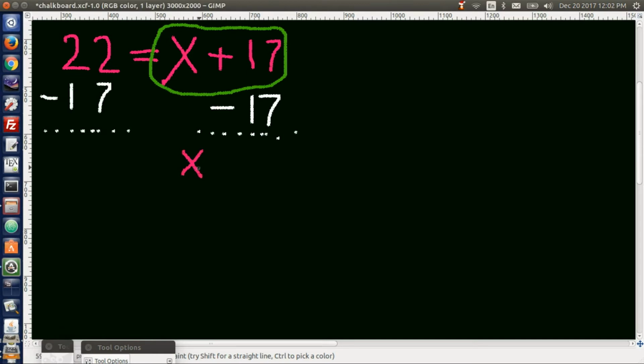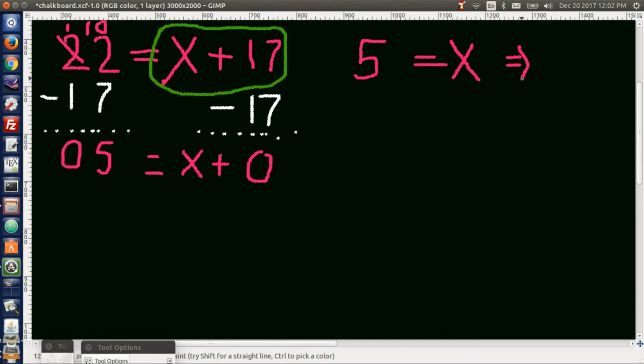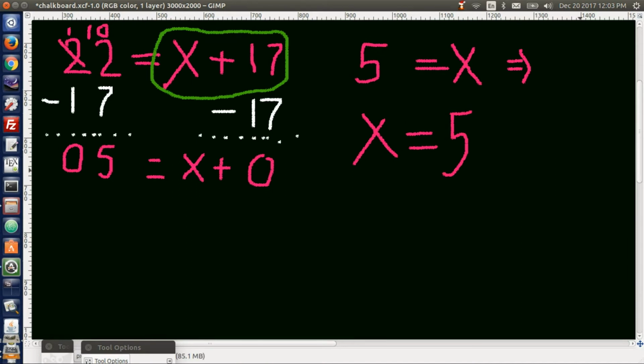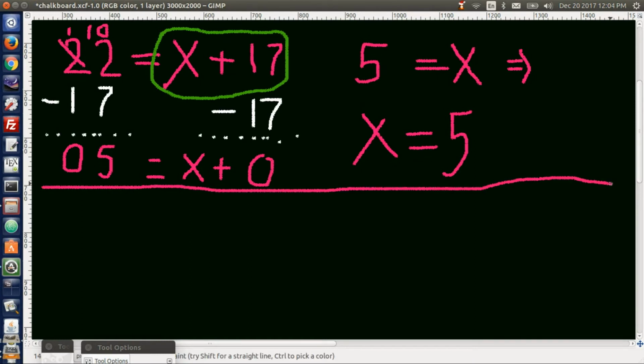So you then have x plus 0 is equal to, borrow a 10. So 12 minus 7 is 5. And then we have 1 minus 1 is 0. So here we have 5 is equal to x. However, it is customary to always write the variable on the left side of the equal sign once you are finishing up your answer. So write x equals 5.